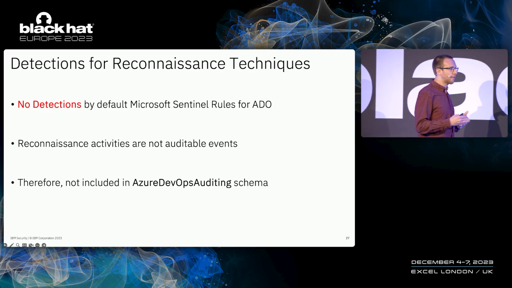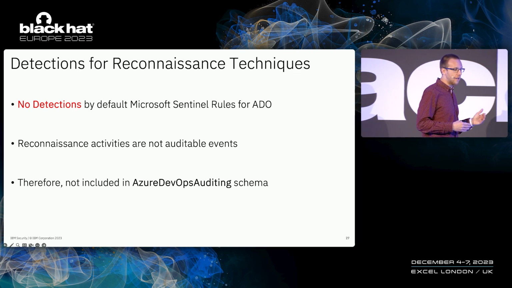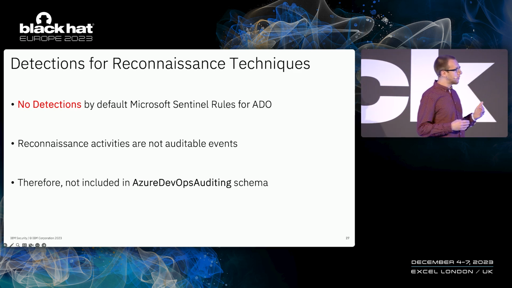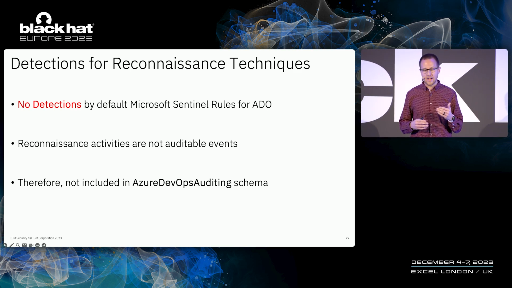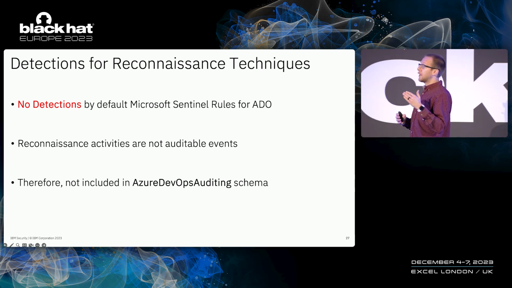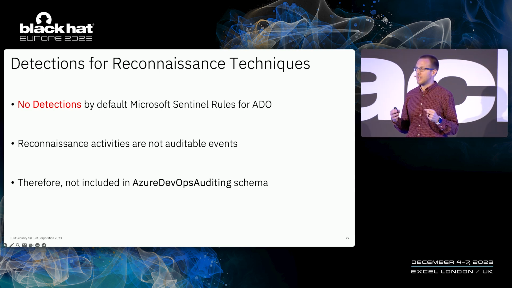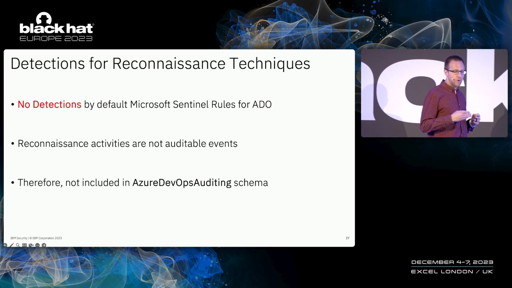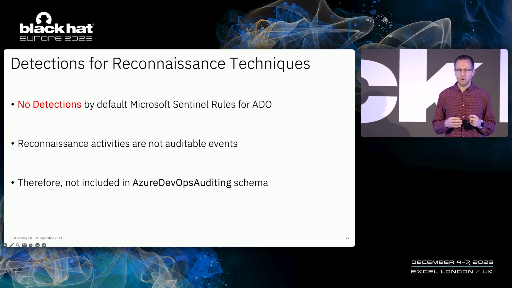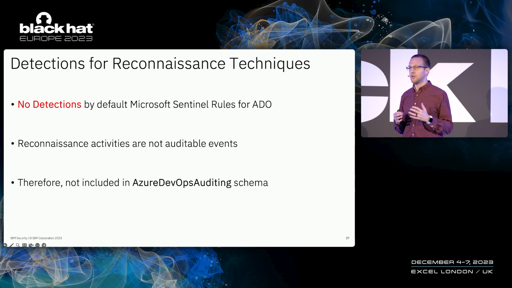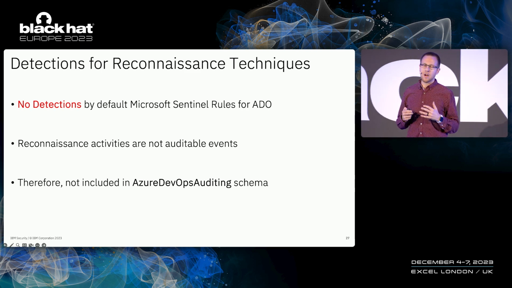In terms of detections for the different types of reconnaissance I just listed, there are no detections with the default Sentinel rules for Azure DevOps, and that is because, as I mentioned, in order to build a detection, there needs to be an auditable event, and reconnaissance activities are not auditable events. Therefore, they're not going to be included in that Azure DevOps auditing schema.